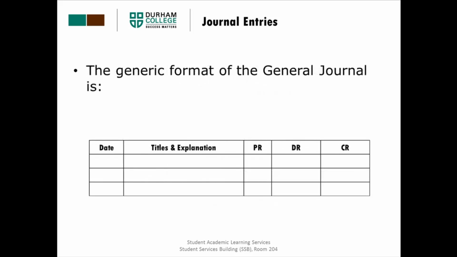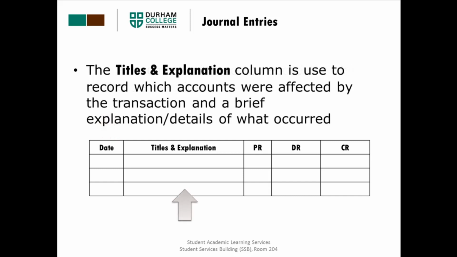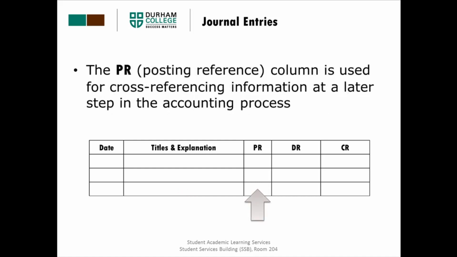The generic format of the general journal looks like this. The date column is used to record the date of the transaction. The titles and explanation column is used to record which accounts were affected by the transaction and a brief explanation of what occurred. The PR or posting reference column is used for cross-referencing information at a later step in the accounting process.